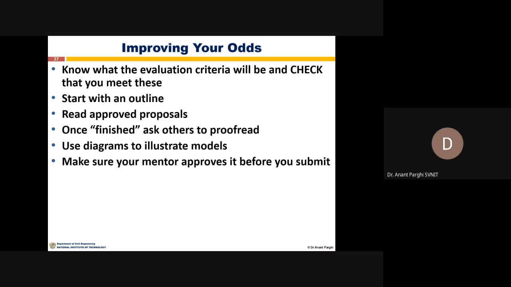Once finished, ask others to proofread. Right? If you are a PhD student, ask your friend to proofread it. Sometimes, if your parents are literate, then ask your mother to read your proposal. If your mother is able to understand your proposal, then it is almost guaranteed the proposal is going to be accepted. Your parents do not know what you are doing, but once they read your proposal, they will be able to understand your ideas. So definitely other people are going to understand. So make sure your mentor approves it before you submit.